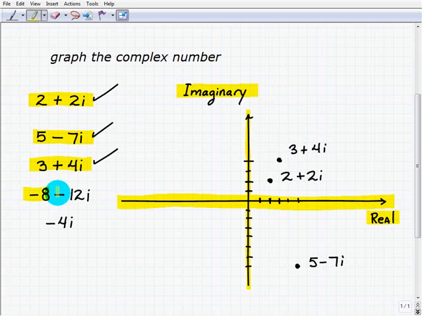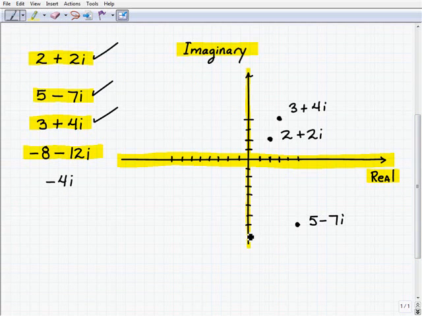All right. Negative 8 minus 12i. Okay, so negative 8 on the real. So 1, 2, 3, 4, 5, 6, 7, 8. Kind of estimating here as far as the coordinates on the real and imaginary. So that's negative 8 and negative 12. This was negative 7. Let's go down here, give ourselves some more room. Negative 7, negative 8, negative 9, 10, 11, 12. So somewhere right about there, we can call that point negative 8 minus 12i on the complex plane.